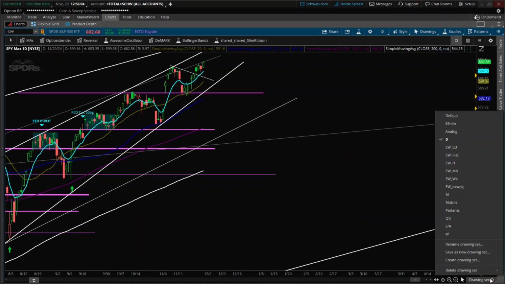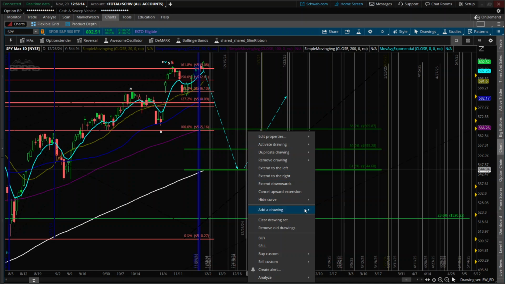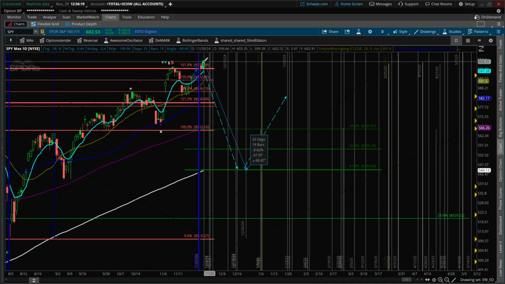I do have some. Let's go to the Elliott wave, and let's say we make it all the way down to 544 by the end of December. Just giving you a little bit of stats here. That's only 10%. That's still less. In 25 days, that's 19 bars. That's just about the same comparison.